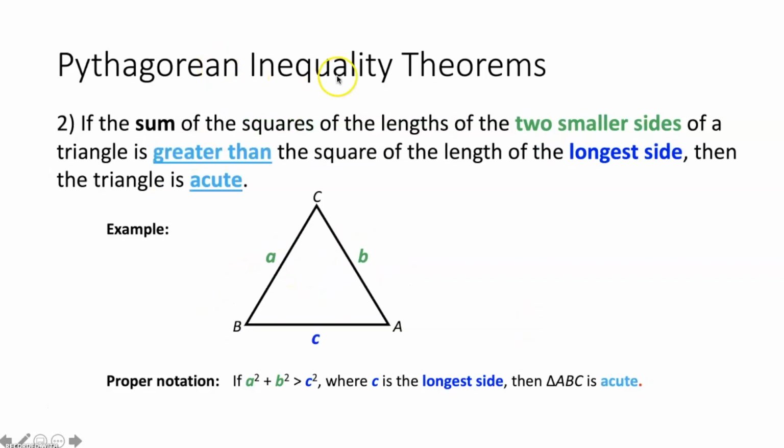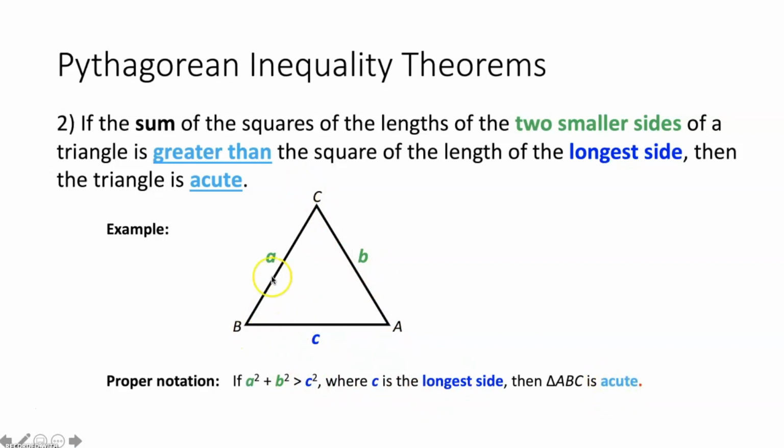The second Pythagorean inequality theorem says if the sum of the squares of the lengths of the two smaller sides of a triangle is greater than the square of the length of the longest side, then the triangle is acute. So again, based on the converse of the Pythagorean theorem, this is saying now that if the sum of the squares of the two smaller sides of the triangle is greater than the square of the length of the longest side, or if a squared plus b squared is greater than c squared, where c is the longest side, then triangle ABC must be acute.